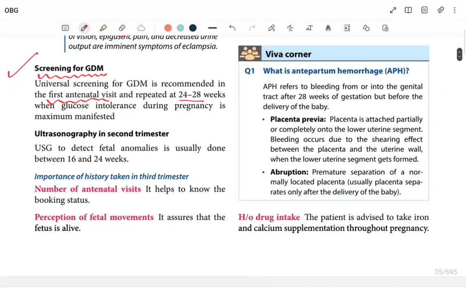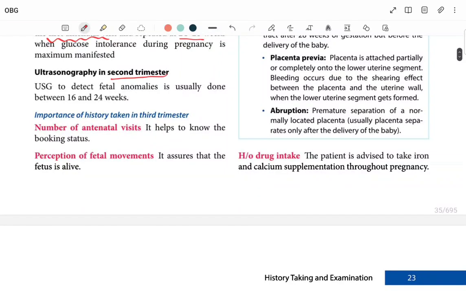Now moving on to the ultrasonography in the second trimester. The ultrasound is mainly to detect fetal anomalies, and is usually done between 16 and 24 weeks.